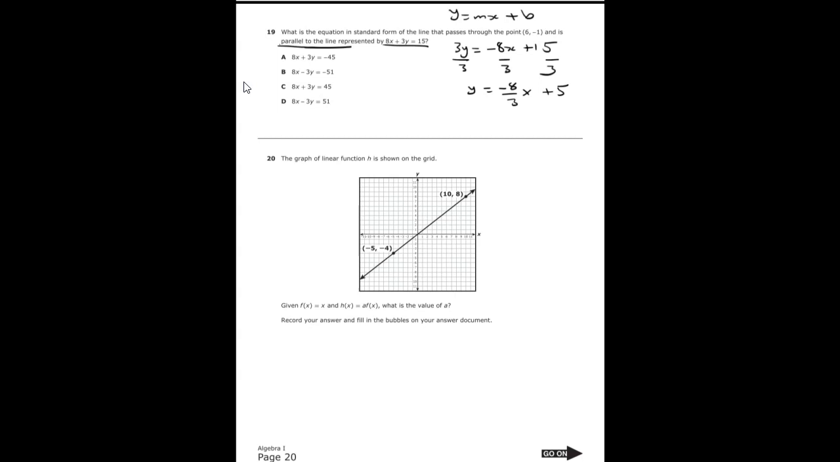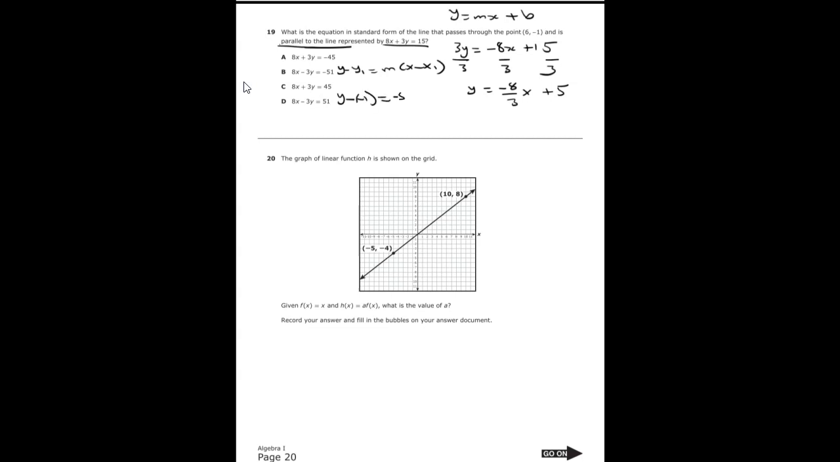Now the question tells us that the line is parallel to this, and when two lines are parallel, their slopes are the same value. So what we end up with is we need to go through y minus y1 equal to m times x minus x1. So we have our y1 here is negative 1, y minus negative 1.